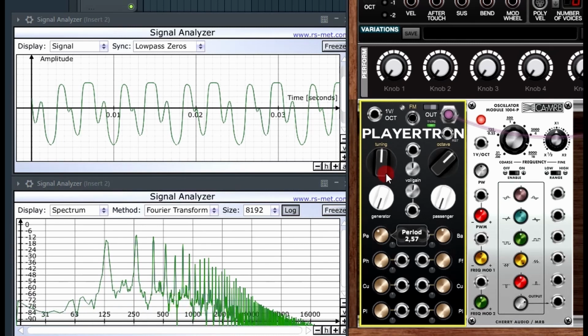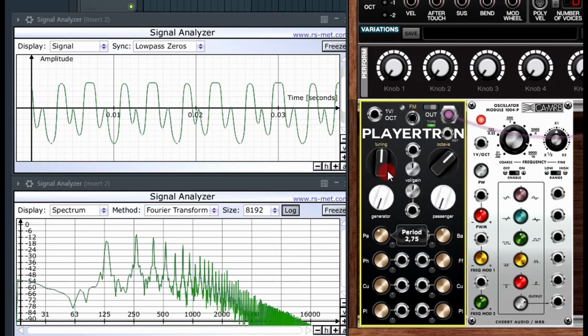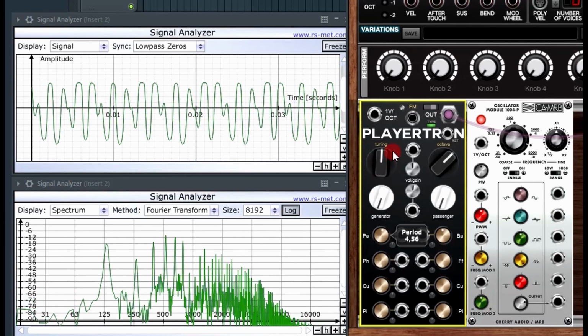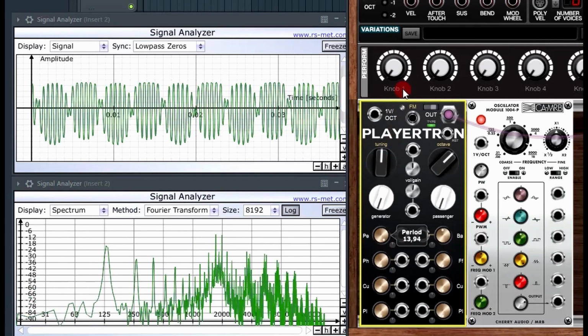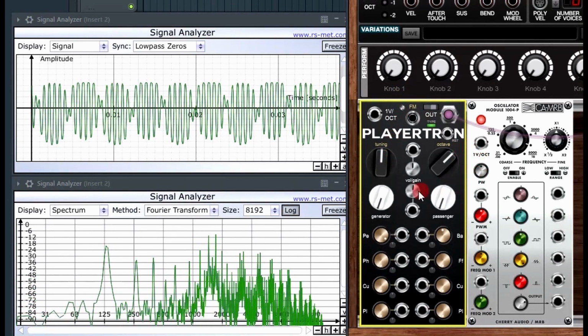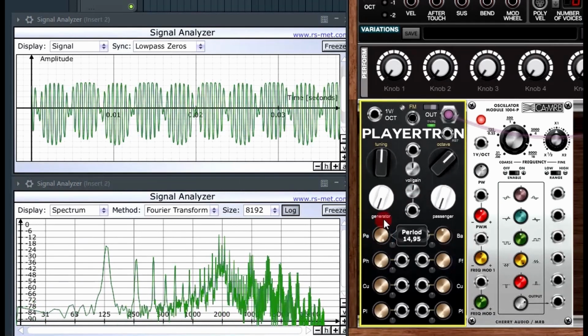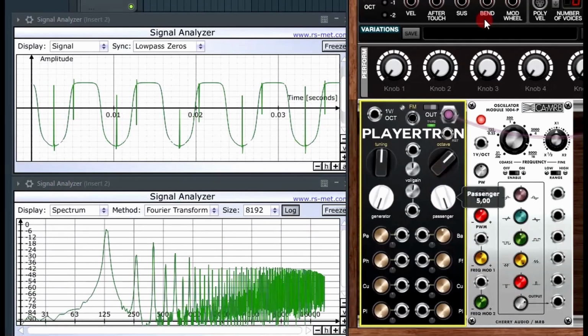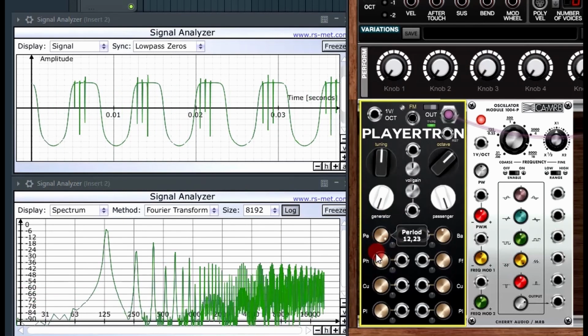And so far, the shape resembles also a little bit the result of a Hardsync setup. The same happens with the next higher grade partials, and the shape gets more and more, let's say, crowded. We see what really happens when I switch the passenger to pulse wave. Ha! You see? You got it.